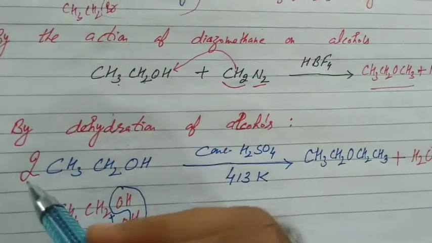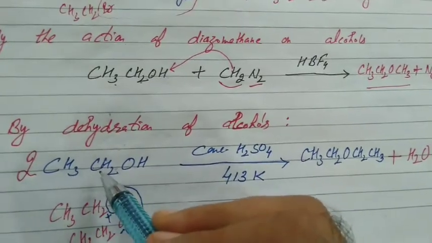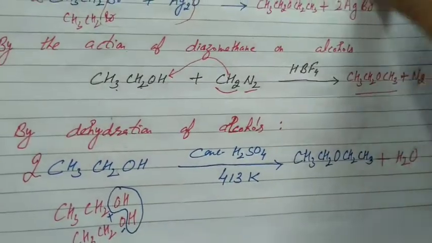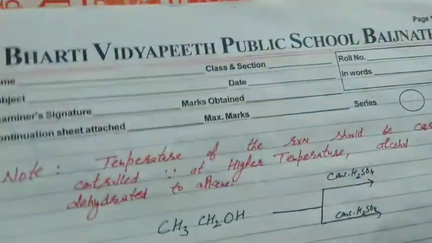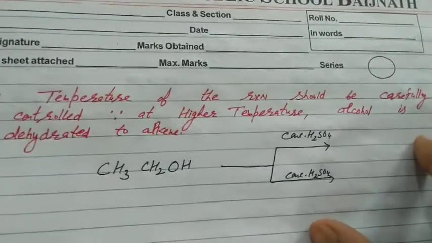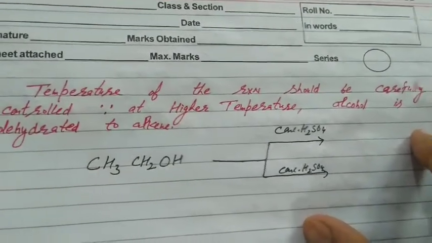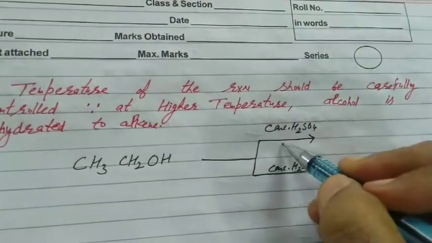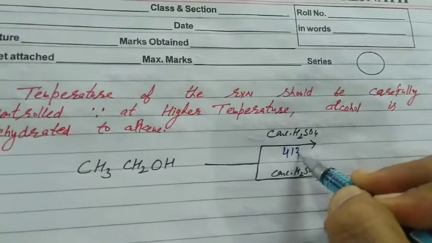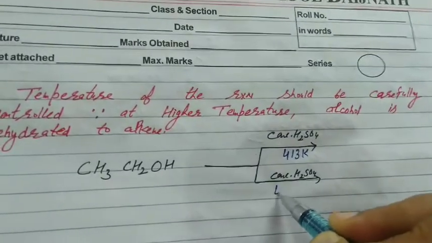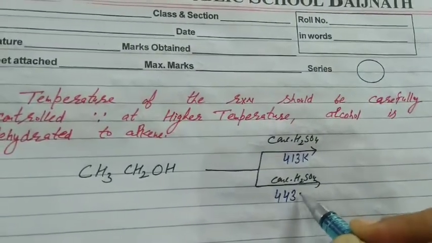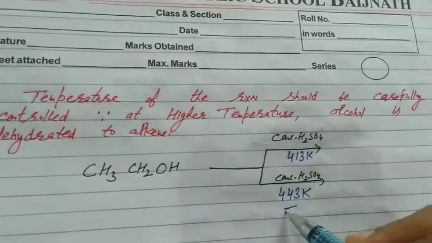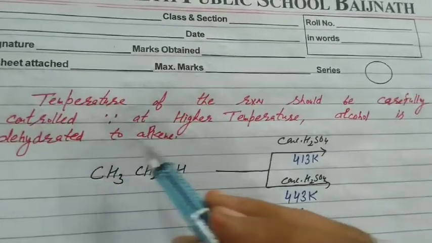One will lose OH and the second will lose H. What is left? CH3CH2O CH2CH3. Students, again, in this case there is a major limitation, that is, the temperature of the reaction should be carefully controlled. Students, it is alcohol with similar reagent, concentrated H2SO4, one at 413 Kelvin and the other at 443 Kelvin, above 440. Temperature should be carefully controlled because at higher temperature, alcohol is dehydrated to alkene.